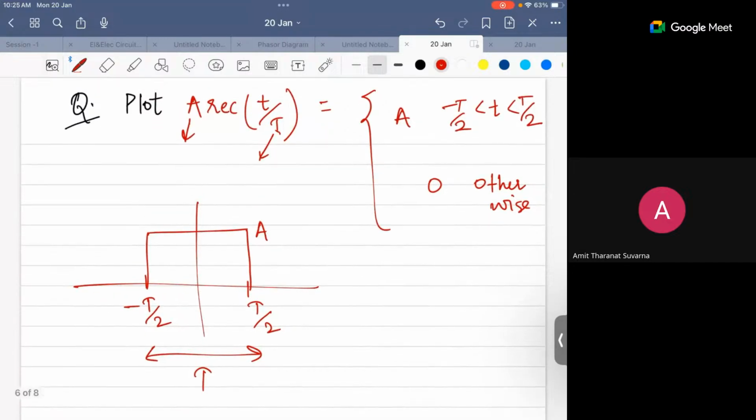Some of the properties are what? First of all, the width is tau. So whatever has been represented, tau is the width. The area is what? Tau times A, A tau. Correct. A tau is the area.